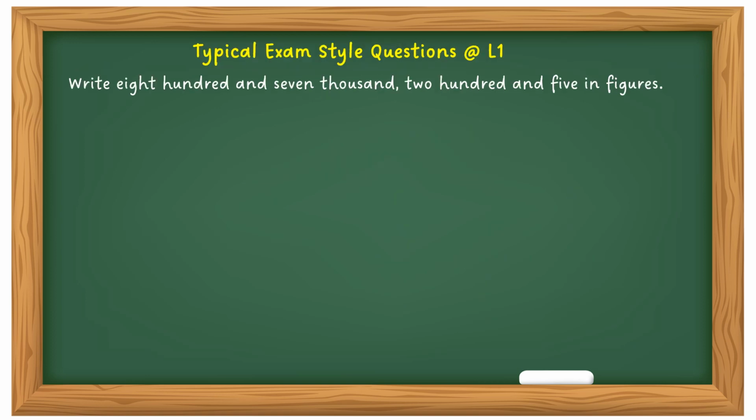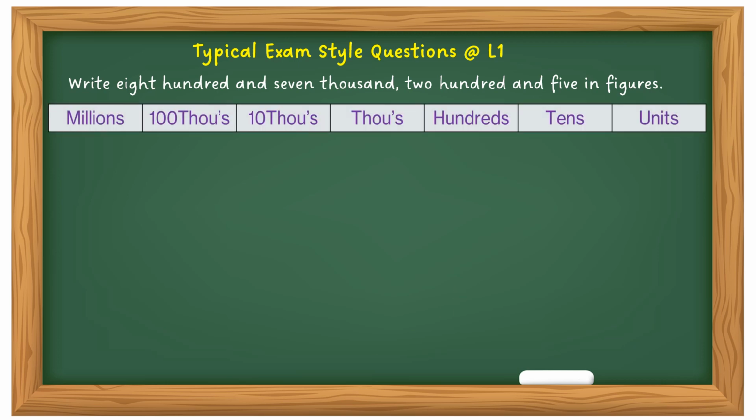Now let's look at a typical style exam question at level 1. It says there, write 870,205 in figures. Again, an area where a lot of learners make mistakes. What I like to say, and it doesn't work on all occasions, is if you think of the word 'and' as a 0, it works about 95% of the time. But let me just show you what I mean by that. Right. So there's your place values.